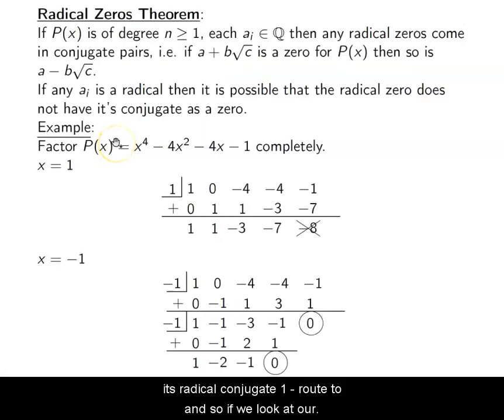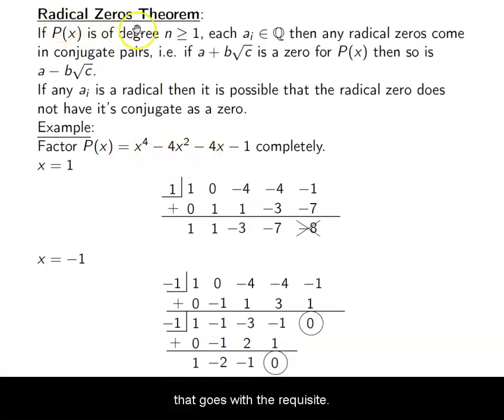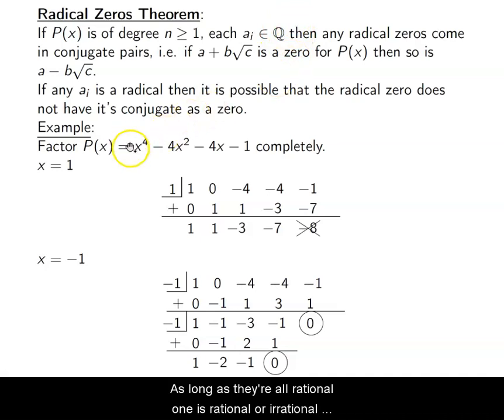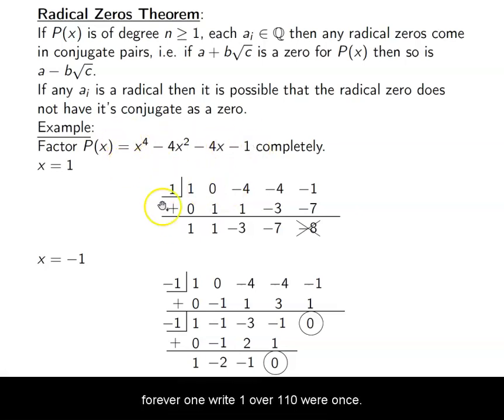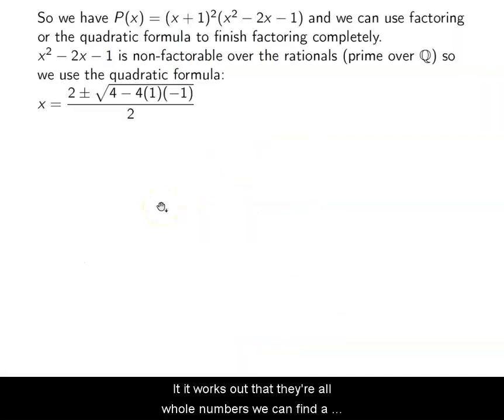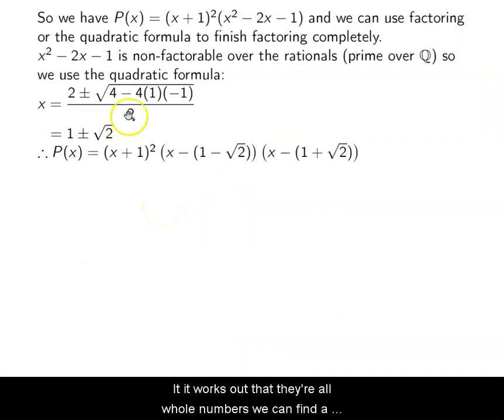And so if we look at our values here, we happen to have all integers, but again, that goes with the rational zeros theorem, as long as they're all rational. 1 is rational, 4 is rational, negative 4 is rational, negative 1 is rational. They're all rational. So even though they're not fractions per se, it's not written as like 1/4, they are fractions. This is 4 over 1, 1 over 1, 1 over 1. So it works out that if they're all whole numbers, we can find a zero.